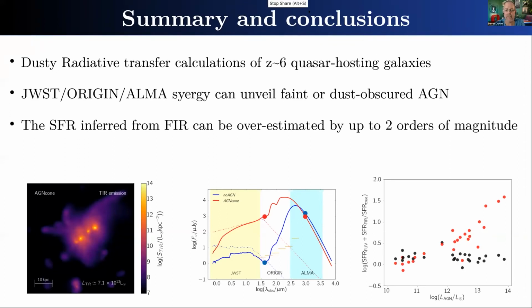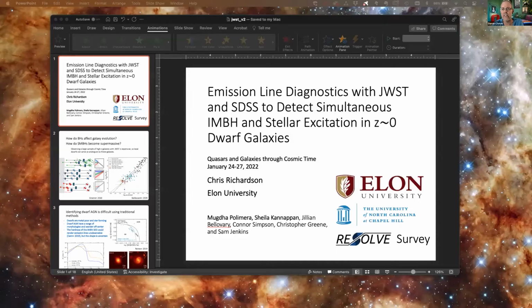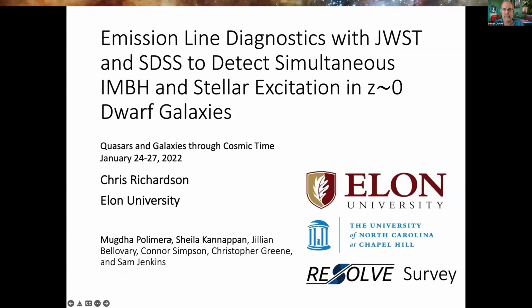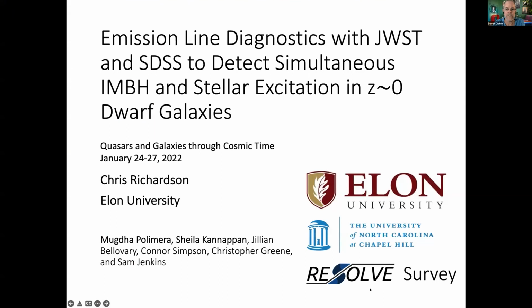All right, great. If you have any more questions for Fabio, please go ask them over in the Slack. I'm sure he'd be happy to answer you there. Our next contributor talk is from Chris Richardson, who is a faculty member at Elon University. Chris is going to tell us about emission line diagnostics with JWST and SDSS, to detect simultaneous intermediate black holes and stellar excitation in redshift 0 dwarf galaxies. I feel like I've just given you a talk, Chris.